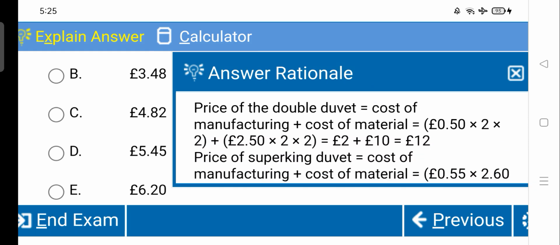The price of the double duvet equals the cost of manufacturing plus the cost of material, which equals 0.50 pounds multiplied by 2, plus 2.50 pounds multiplied by 2 multiplied by 2, equals 2 pounds plus 10 pounds equals 12 pounds.